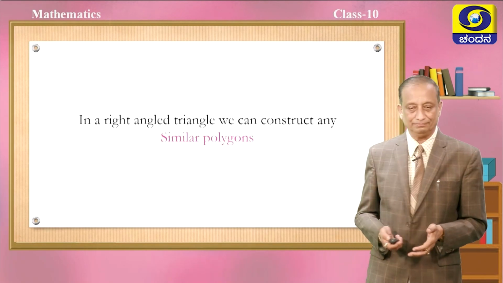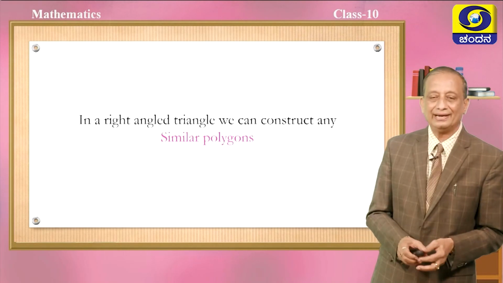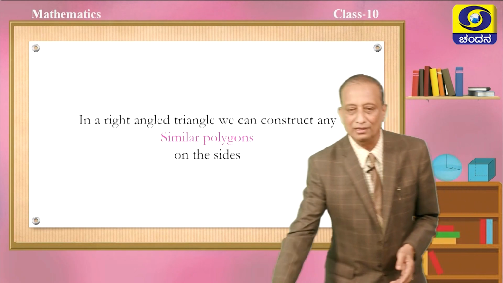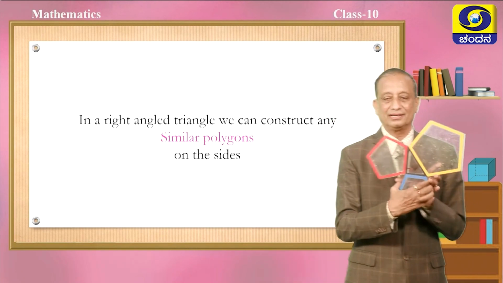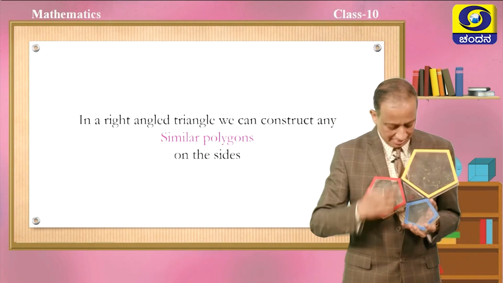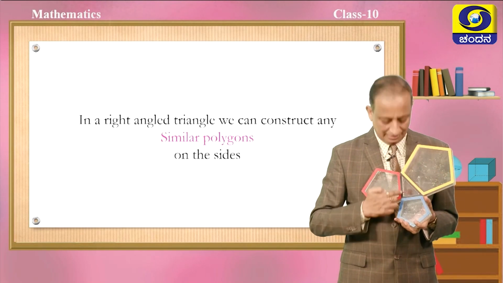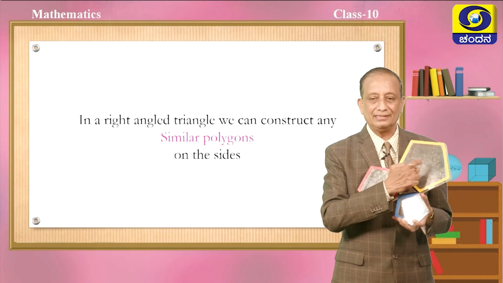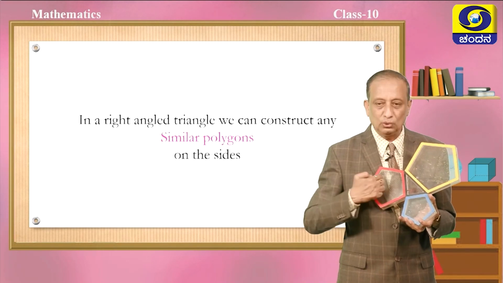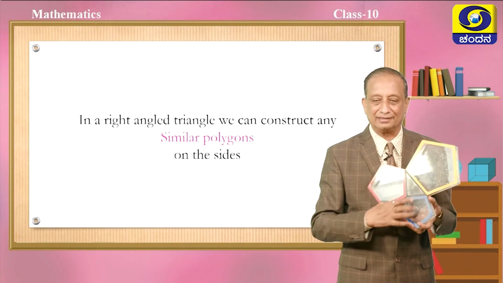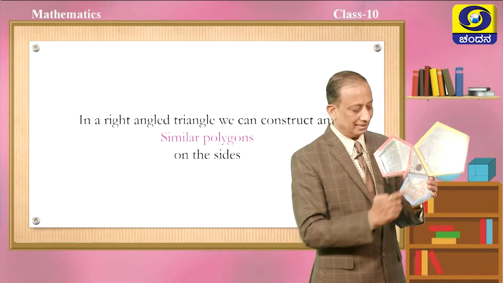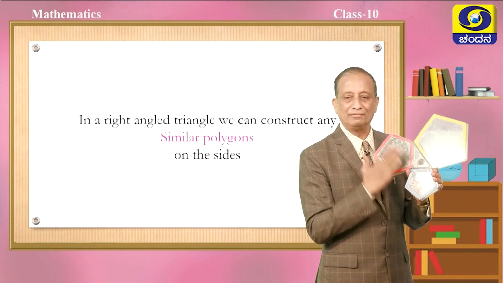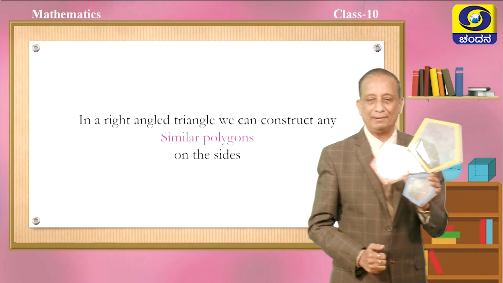so that you can remember this theorem for a very long time. Okay, in a right angle triangle, we can construct any similar polygons also on the sides, children. Look at this. Here is a right angle triangle in which this angle is 90. This is the hypotenuse. Here are 2 similar regular pentagons. So, here also you can understand that area of this regular pentagon is equal to sum of the areas of these 2 regular pentagons also.